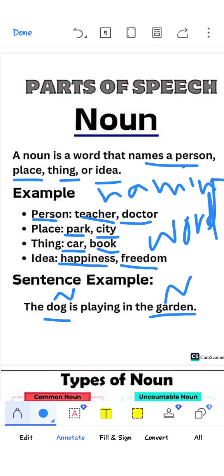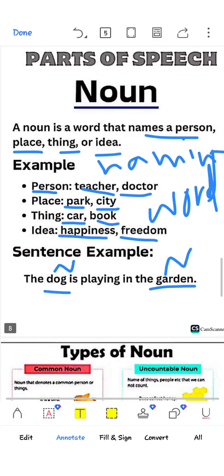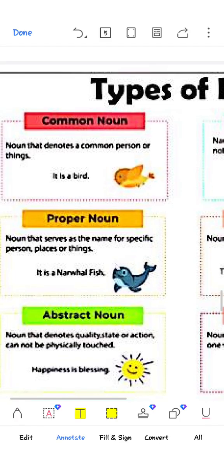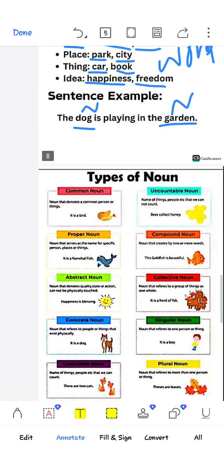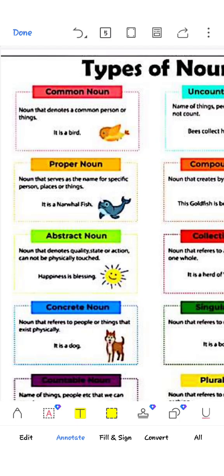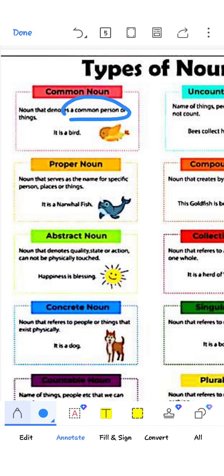Okay, beta. So here is a quick definition of noun. Simply, you may say that noun is a naming word. Next, beta, come or move towards the types of noun. There are basically different types of noun: common noun, proper noun. Common and proper noun are interrelated with each other. For example, common noun denotes a common person or things.